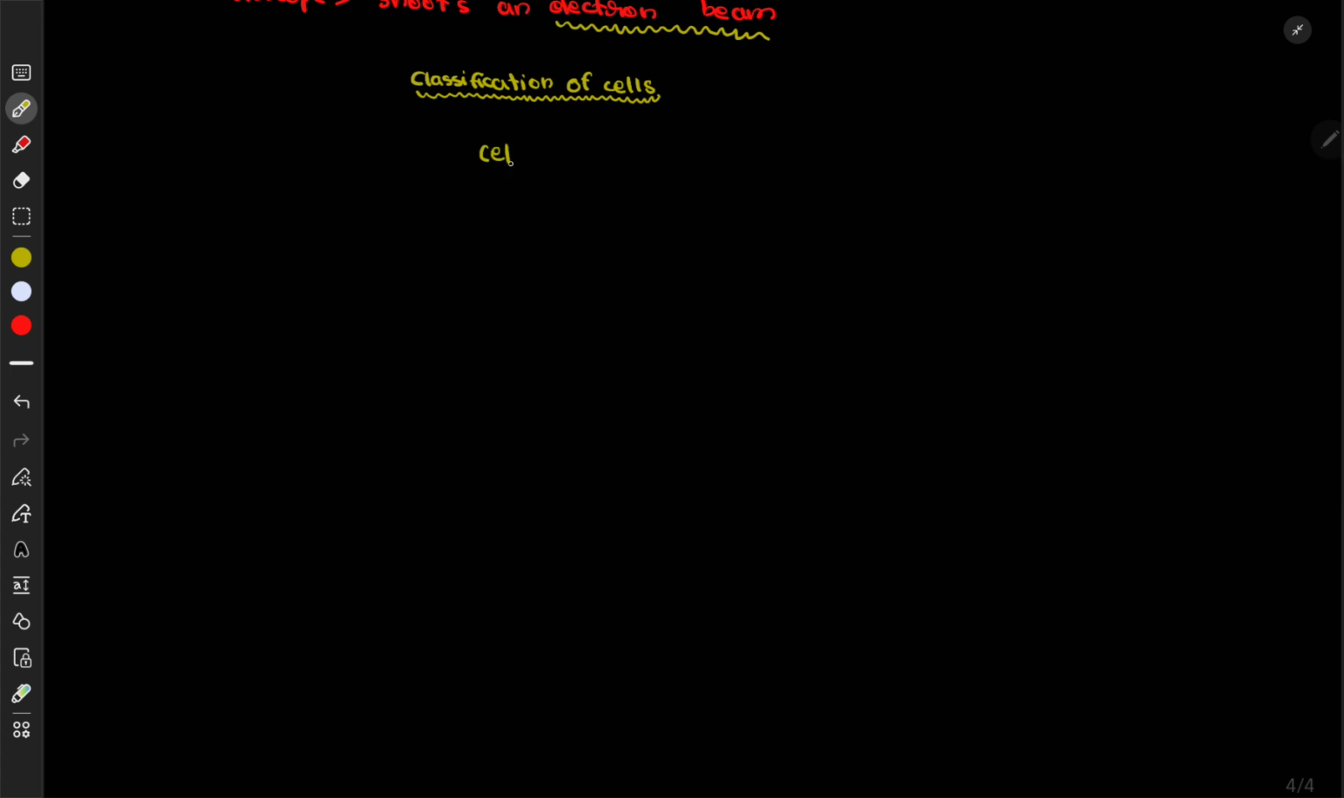Now, if we have a cell, it can be classified on the basis of number, shape, size, and so on. Okay, so these are the ones.